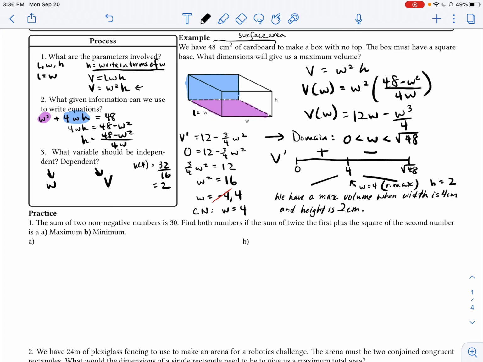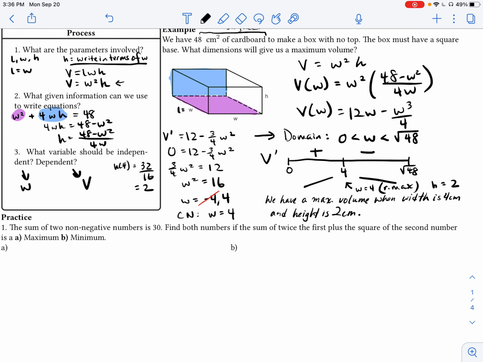Let me do one more type of problem with you before I finish up this video, but let's try something like this next example here. We're told that the sum of two non-negative numbers is 30. Find both numbers if the sum of twice the first plus the square of the second number is a maximum. And then do the same thing if all of that is a minimum. Okay, so that sounds like a lot.